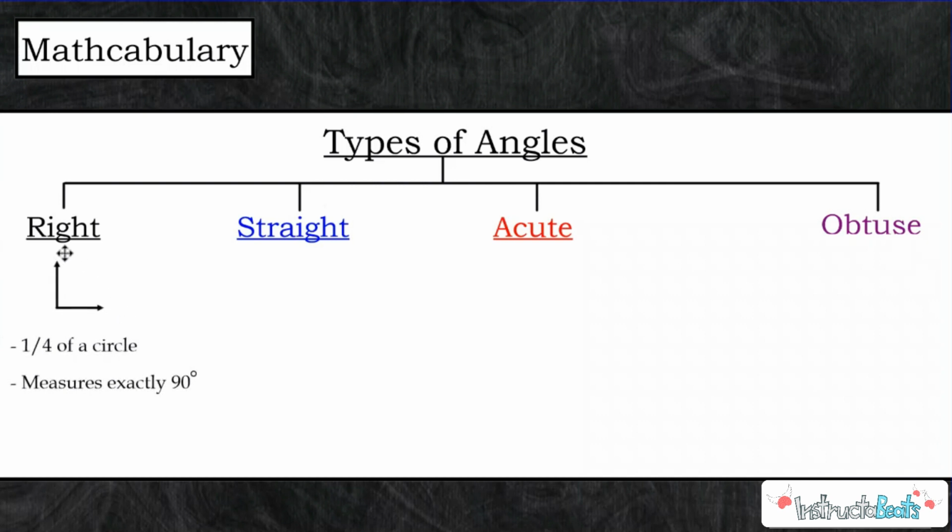Okay, so you see a right angle, and it is 1/4 of a circle. And when we do that, typically we would use a little box right here to represent that it is 1/4 of a circle, because if you had all 4 of them together, they make a square, and a square is based on having 4 right angles and 4 congruent sides, but we digress. So a right angle measures exactly 90 degrees.